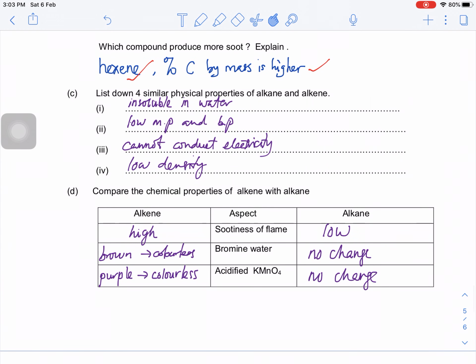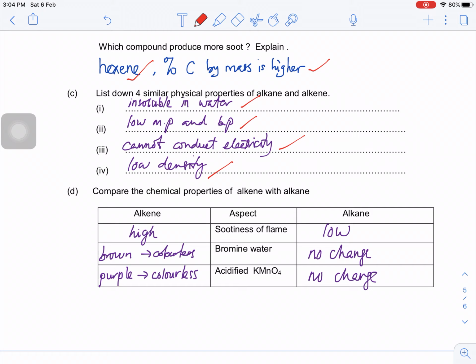Okay. List 4 similar physical properties of alkane and alkene. This one kita dah buat dah, kita dah belajar masa tu. Insoluble in water. Soluble in organic solvent. Low melting and boiling point. Okay. Cannot conduct electricity in all state. And low density. Ini yang biasa.